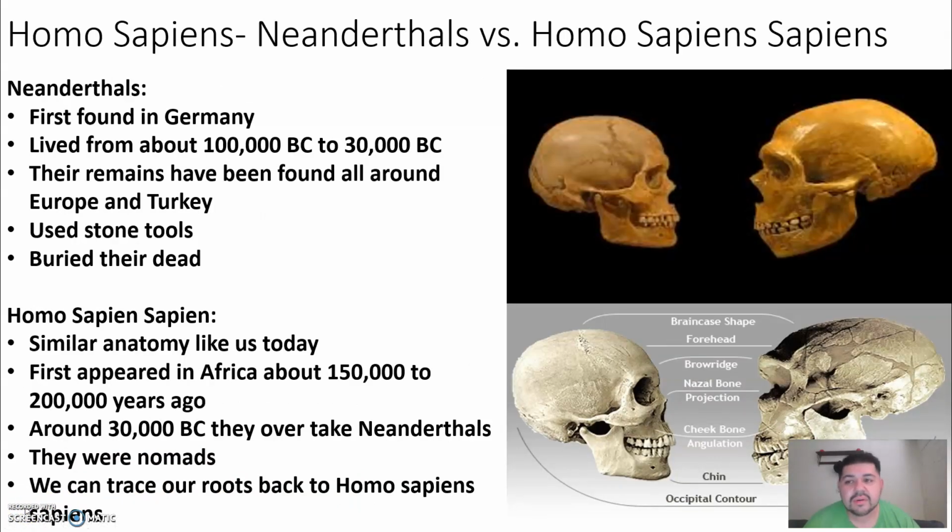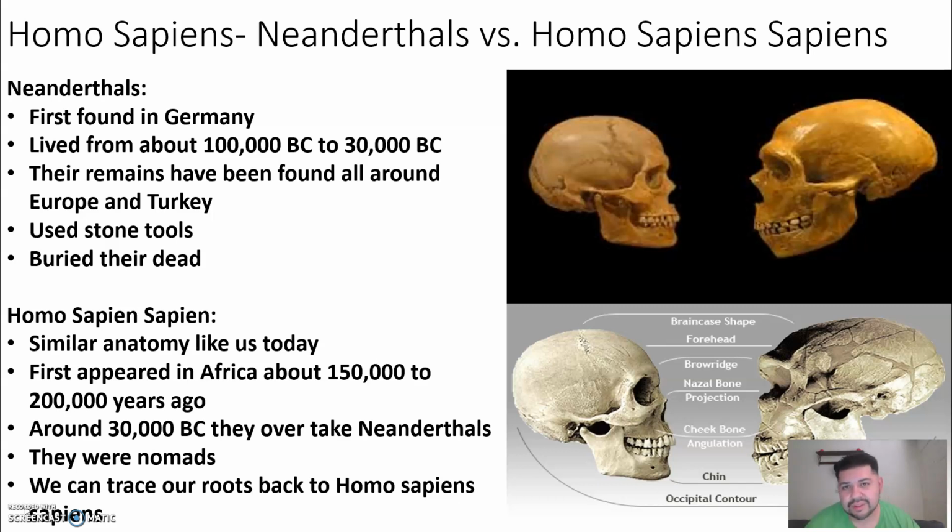Okay, so now we're going to get into the Homo sapiens. Now, the thing is, there were basically two sorts of man back in the day. There was Neanderthal and Homo sapien sapien. Now, this is how it breaks down if you wanted to do like a tale of the tape type of thing. Let's start off with Neanderthals.